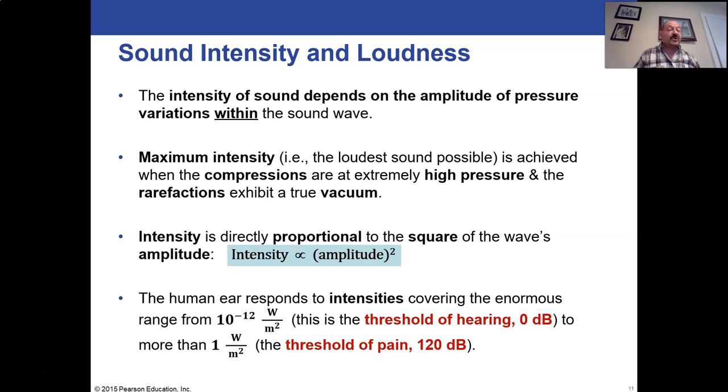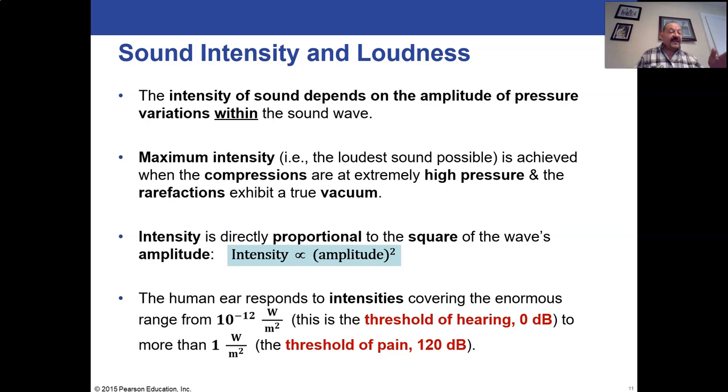But humans can also hear insanely loud sounds, and we can hear up to 1 watt per meter squared. That doesn't sound like much, but that is an enormous amount of power for this box of 1 meter by 1 meter, coming and smacking you in the face, smacking your ears. And so this is a value that's 1 trillion times the low end, 10 to the minus 12. So it's 1 trillion times. We can hear a range from something to 1 trillion times more intensity. That's what our ears are capable of doing.